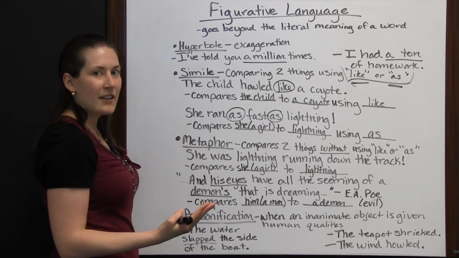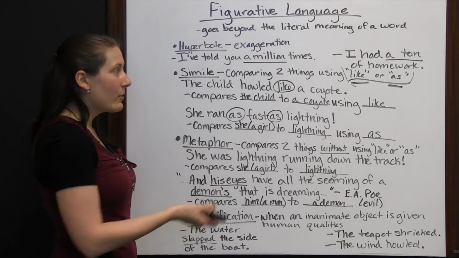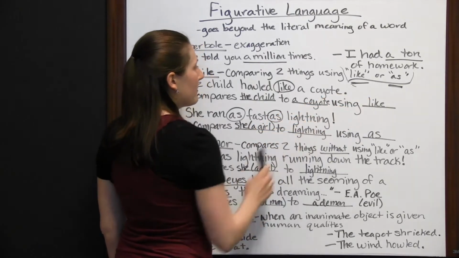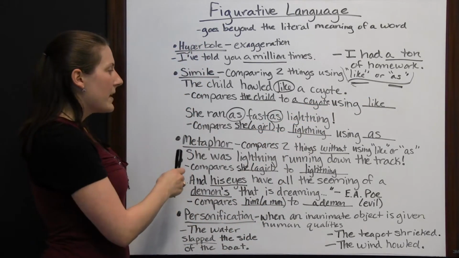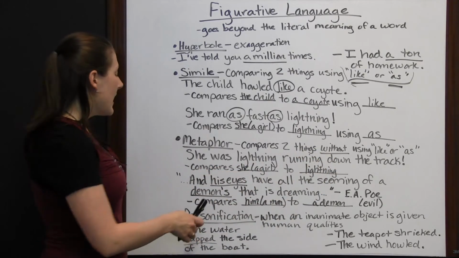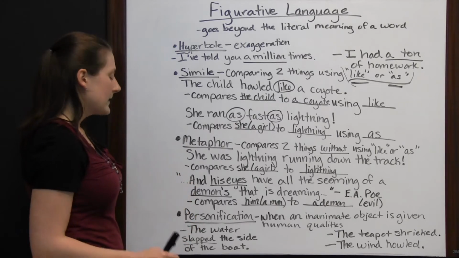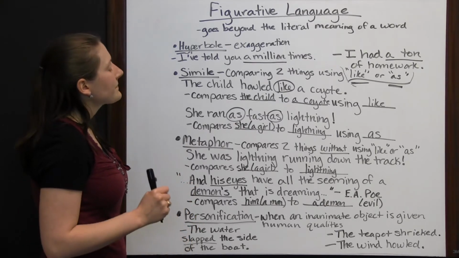Hyperbole, where you're exaggerating. Simile, where you're comparing two things using like or as. Very important markers for a simile. Metaphor, where you're comparing two things without using like or as. And personification, when an object is given human qualities, whenever it's personified.